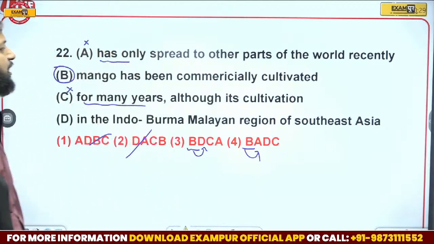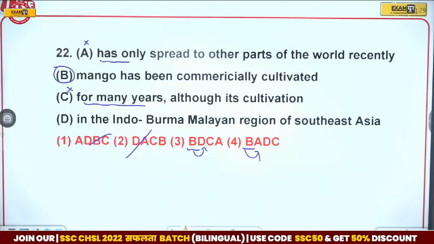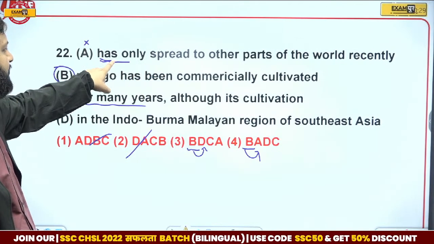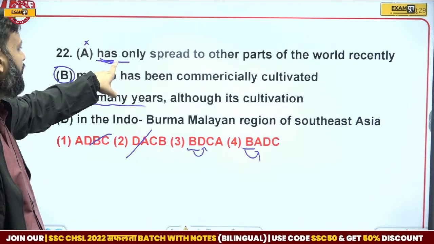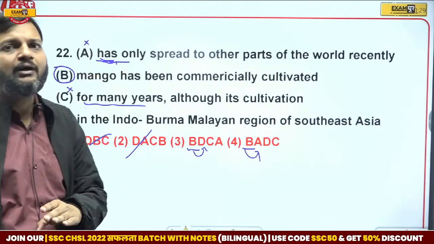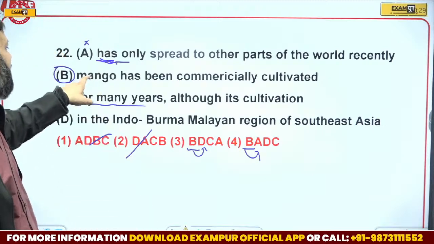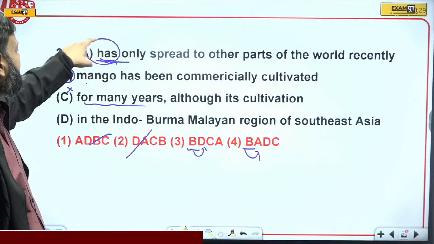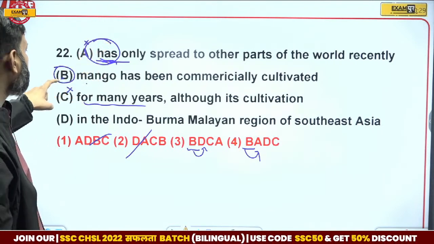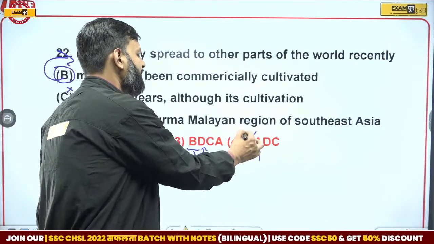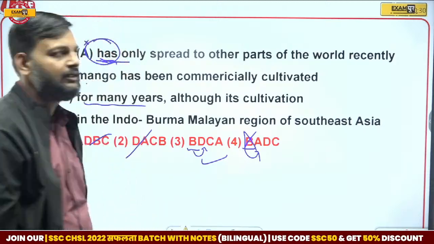So mango has been commercially cultivated. And cultivated cannot be followed by has, because has should come before the third form. It should not go after the third form. So after B, we cannot place has. It means B should not be followed by A. But here B is followed by A. So eliminate this. Answer is B, D, C, A.